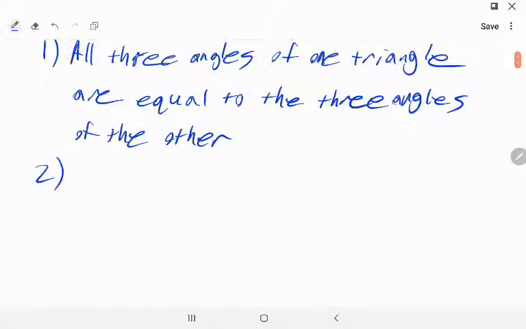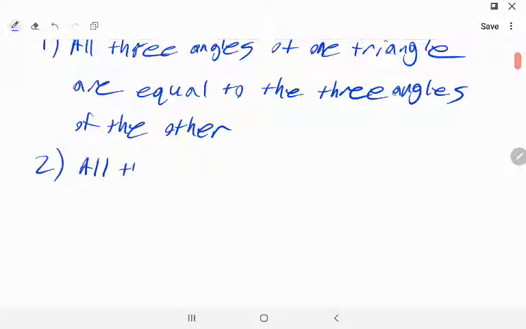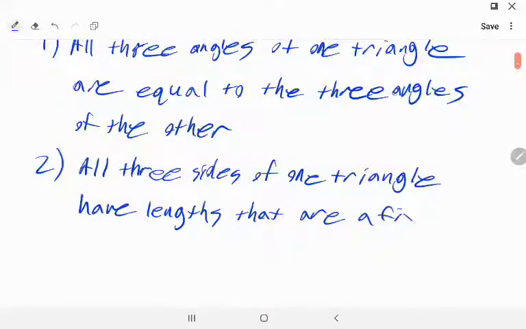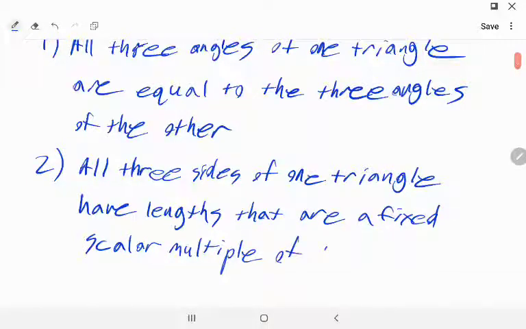Two, all three sides. All three sides of one triangle have lengths that are a fixed scalar multiple of the other lengths, the lengths in the other triangle.